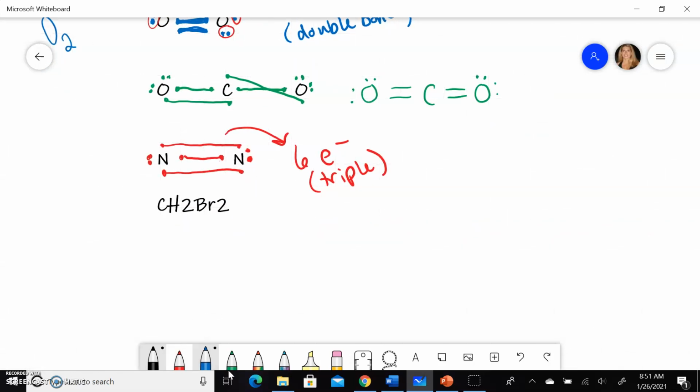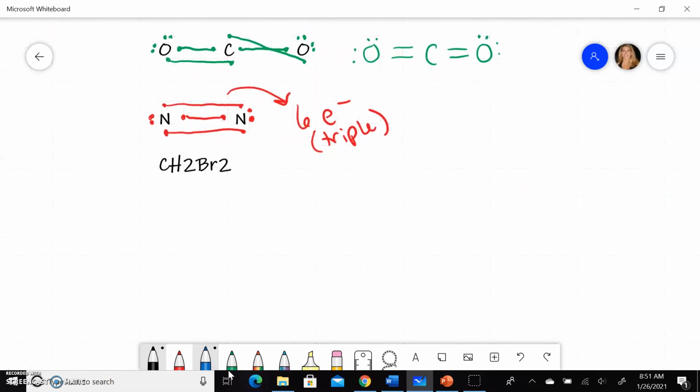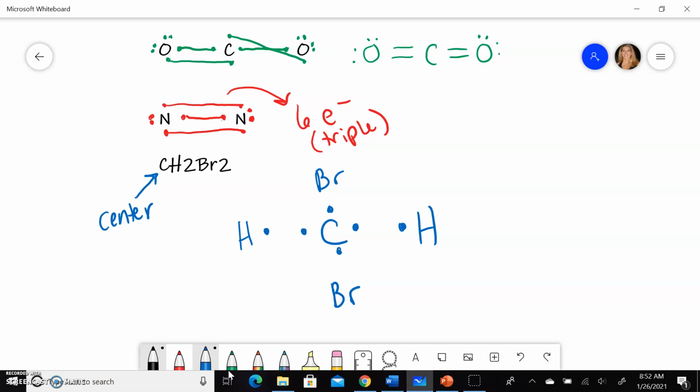And this last one, I just wanted to show you how to draw some of these more complicated ones. Whenever you see carbon, I want you to think C for center. So what you're going to do is put carbon in the middle and then spread everything else around carbon to make it as symmetrical as you can. So we have 2 hydrogens and 2 bromines. So let's put hydrogens on the sides and bromines like this. And then we can go ahead and do our dots. Hydrogen is 1, carbon is 4, and each bromine is 7.